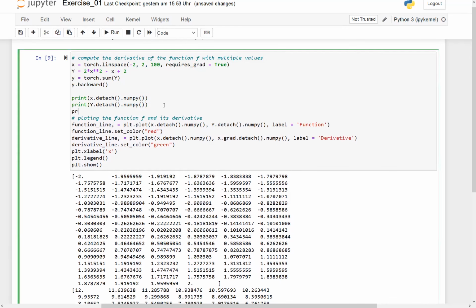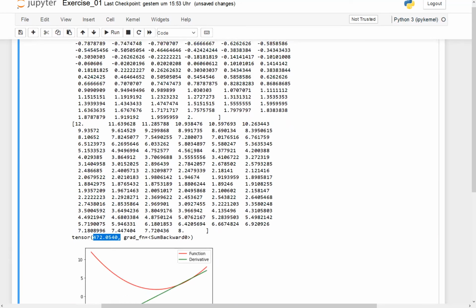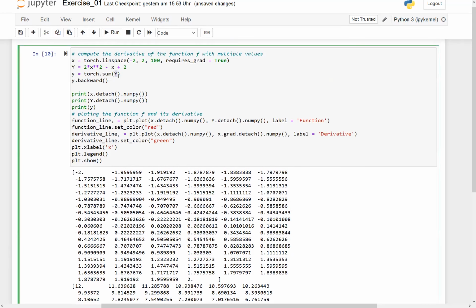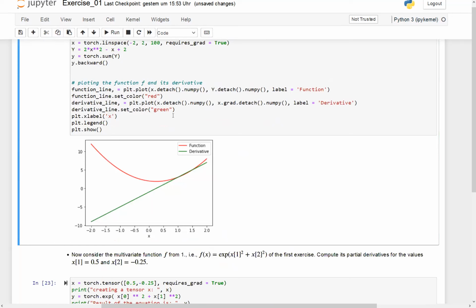What will be the y thing? It's a tensor evaluated at, well, the sum value of this thing over all possible x's. All right, and what we get at the end is the function value itself, which we have here in red, and the derivative, which is stored in the grad component as before.